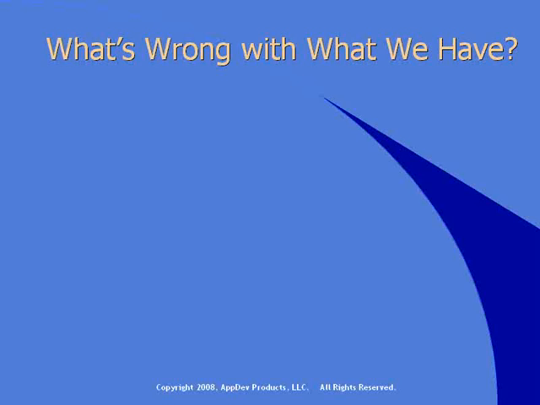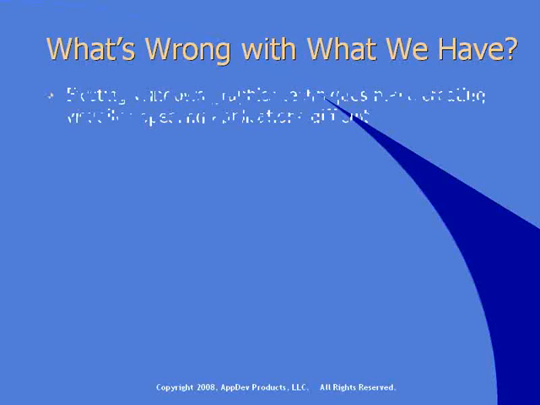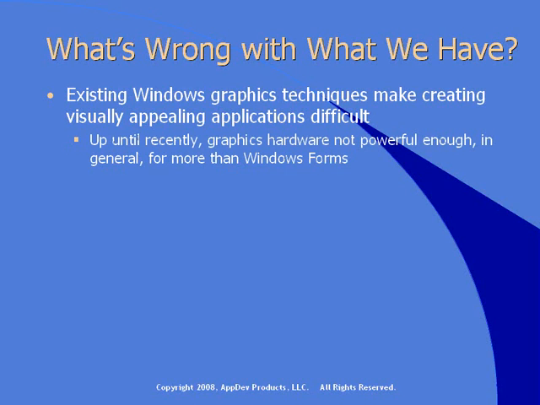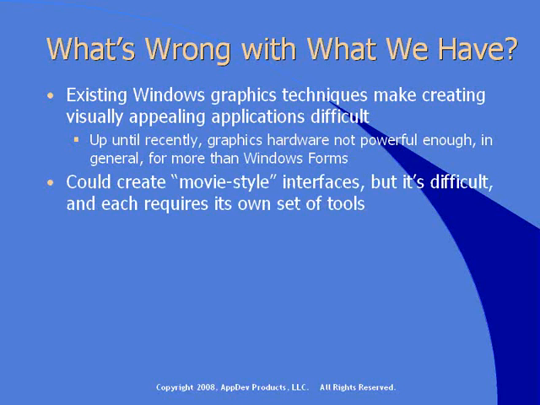You might ask yourself, what's wrong with what we have? What's wrong with Windows Forms? Well, existing Windows graphics techniques make it difficult to create visually appealing applications. Up until recently, let's face it, graphics hardware just wasn't powerful enough in general for anything fancier than Windows Forms. Well, sure, gamers had fancy graphics, but for standard business applications, you had to spend a lot of money to get something that was fancier than Windows Forms and have it look decent. You could create these movie-style interfaces if you'd like with Windows Forms, but it's difficult, and each application then requires its own set of tools.